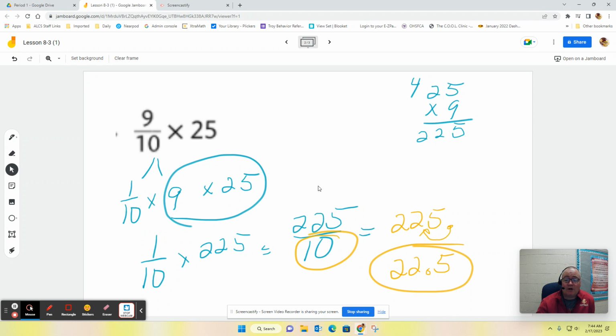So as you are working, your answer may not necessarily have to be as a decimal. They may want you to write it as a fraction, which would be 22 and 5/10, which you obviously can simplify to 22 and 1/2. So keep that in mind. I have a feeling they're going to want you to write it as a fraction. Either one of those two would be correct.